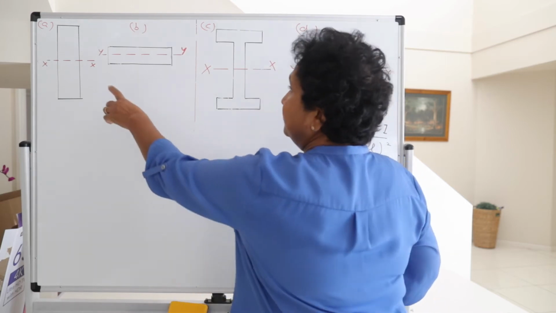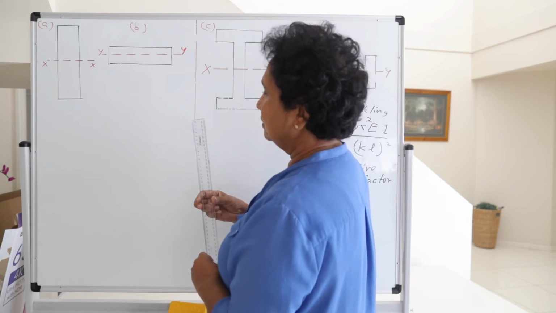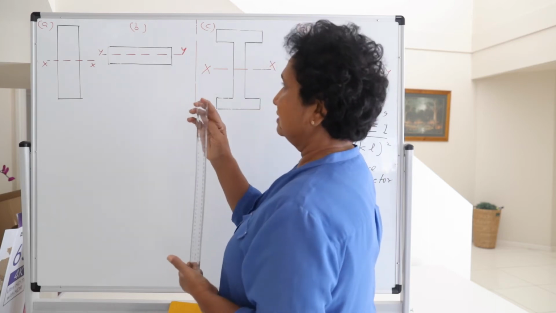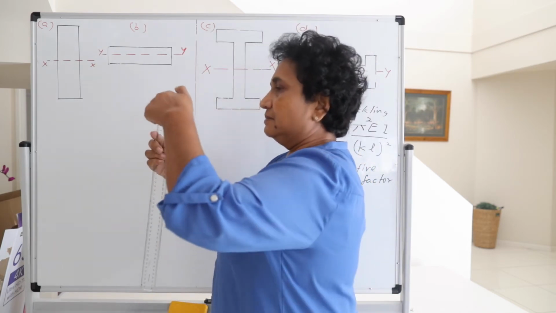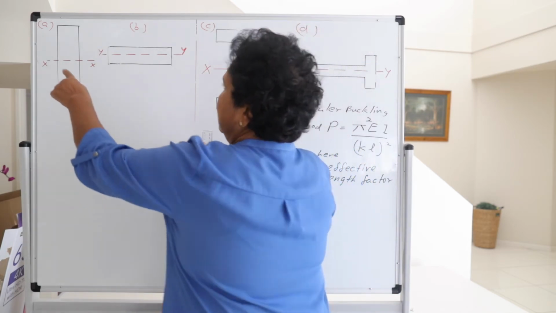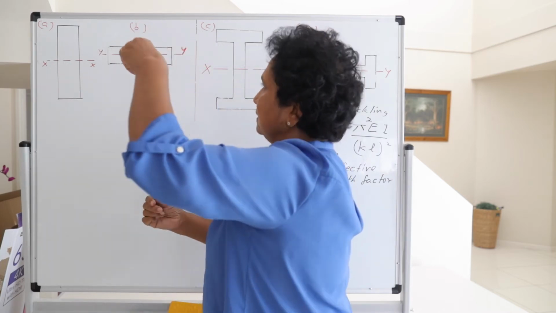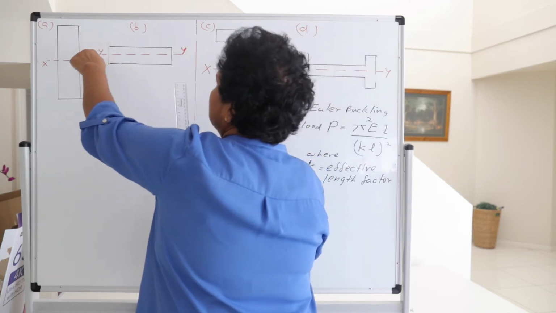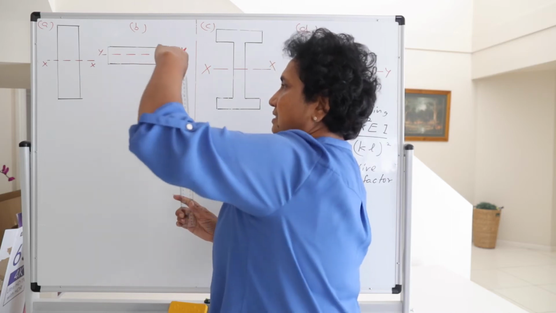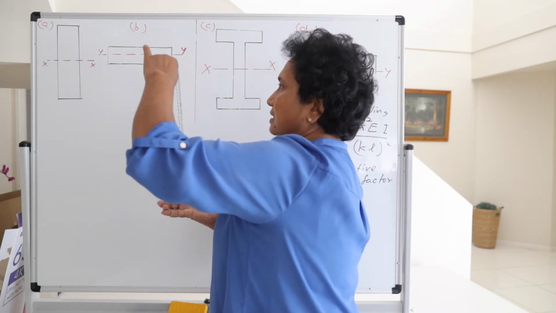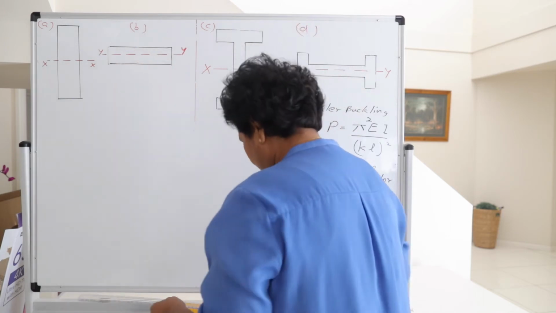So I have just drawn the cross section of a column, say for example something like this. If it fails by this axis, the x axis, it should fail like this. It's difficult, but if you consider bending about the y axis, that's this axis, it's easily bent about that y axis, which is the weak axis.